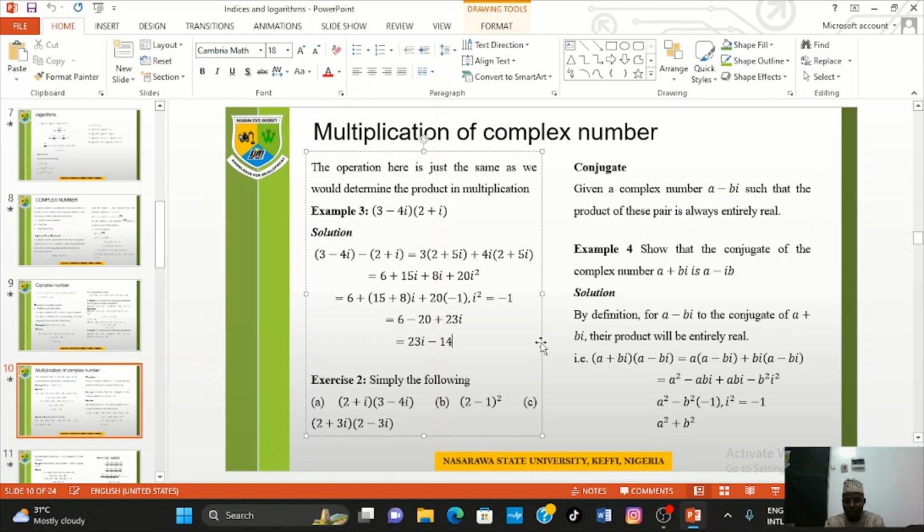At the end of the day, the result is going to be what? Real. So if it is real, it means a plus bi is a conjugate of a minus bi. So as you can see here now, when you take the product of it, it gives us this, which is entirely what? Real. So that shows that it is a conjugate. So it means a plus bi is a conjugate of a minus bi.